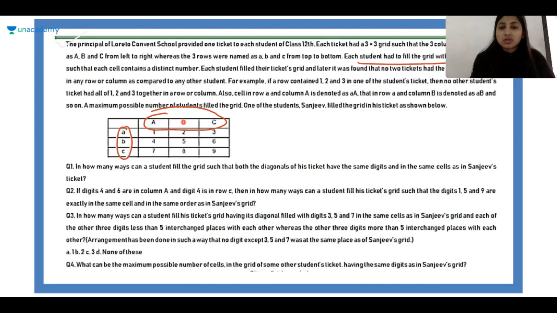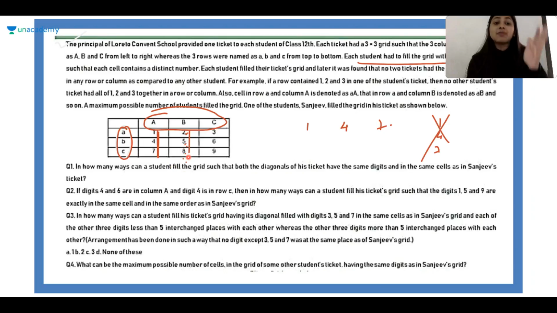Like, suppose this is a ticket of one of the students. In this, 147 you see is in a single row, right? So in any of the other students' tickets, you cannot have 147 in a single row or in a single column. किसी और के टिकट में 147 ऐसे या ऐसे नहीं आ सकता. Not only 147, anything like 258 किसी और के टिकट में इसी तरह से नहीं आ सकता. ठीक है, maybe 254 आ सकता है, 251 आ सकता है, 253 आ सकते हैं, कुछ भी आ सकते हैं, but not in the same order.